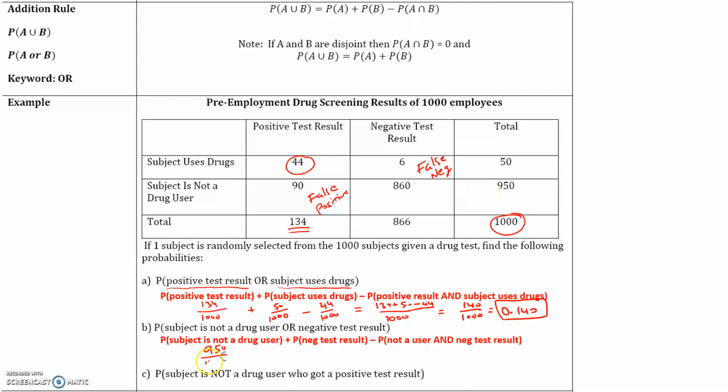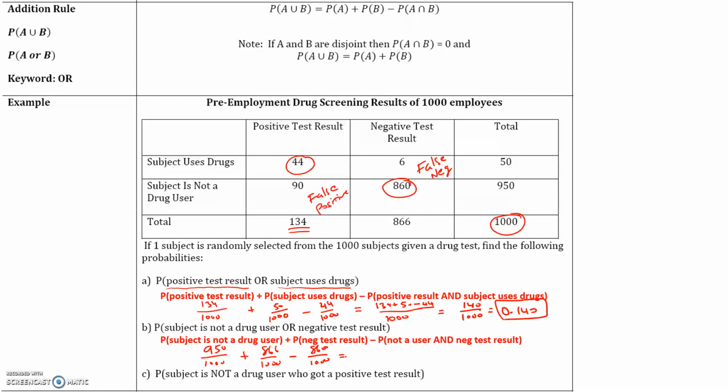So 950 out of 1,000 people are not drug users, plus the probability that the subject got a negative test result. So the probability of the subject getting a negative test result, if you add these, is 6 plus 860, which is 866 out of 1,000. But look what happened. If you add 90 plus 860 to get 950, if you add 6 plus 860 to get 866, 860 is being counted twice, so we have to subtract 860 out of 1,000, which is the probability that the subject is not a drug user and got a negative test result.